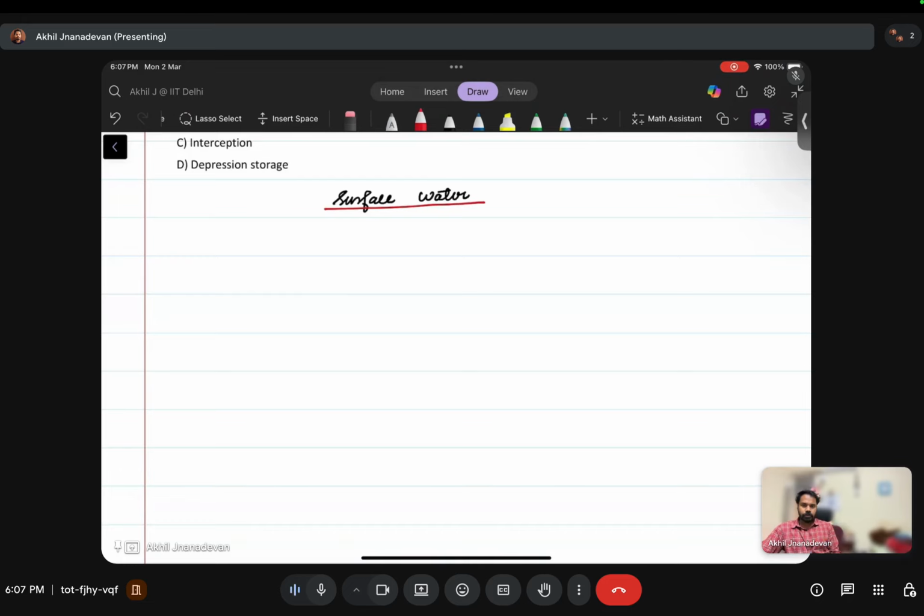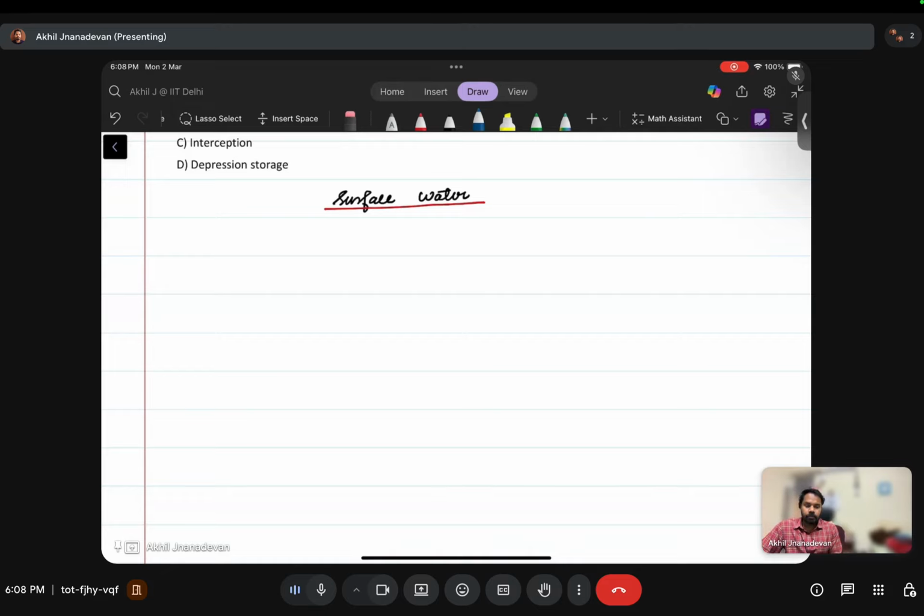Surface water, we already saw subsurface. Now we are going to the surface. During this section, I'll be using the term catchment or watershed. It has already been explained to you in the very first week lecture, so I'll explain that once more.